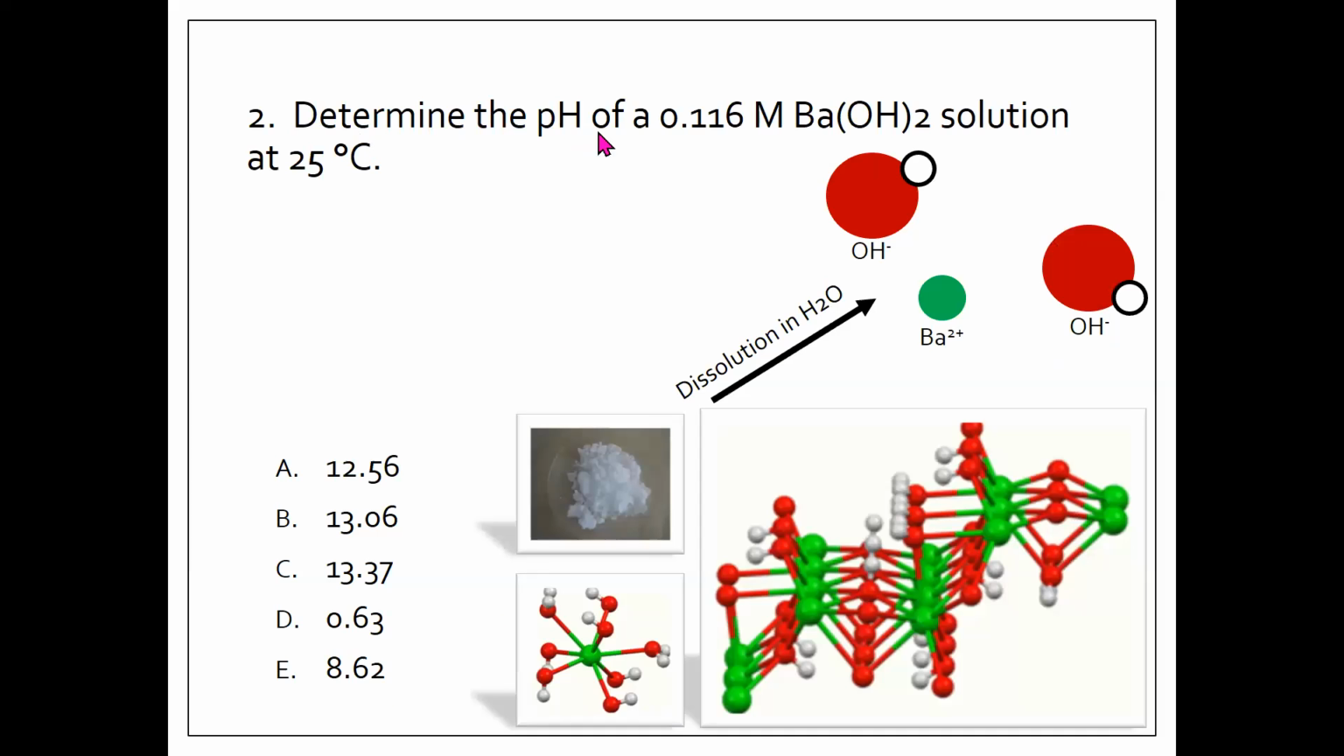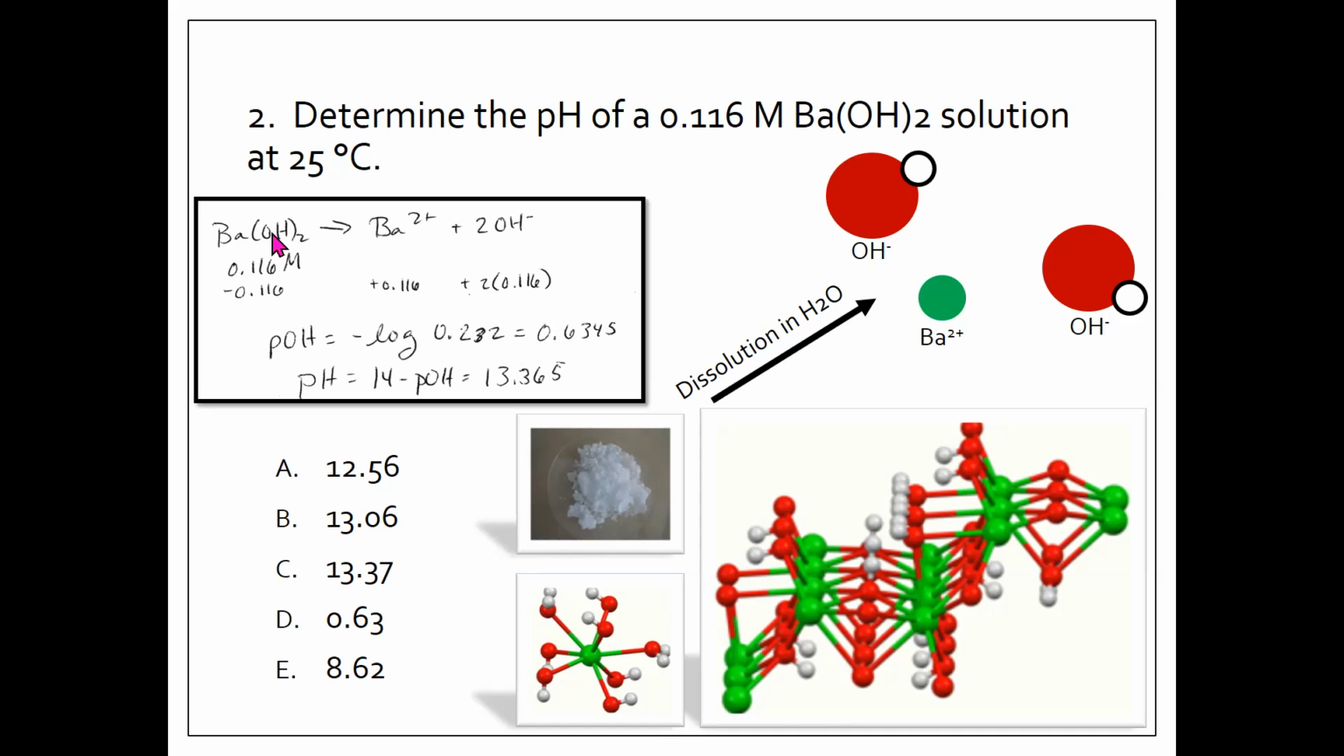Now in part 2, this is another strong base, but this time there are 2 equivalents of hydroxide for 1 base. So we may have to make sure we take that into consideration. When that starts to dissociate, barium hydroxide breaks up into barium 2+ and then 2 hydroxides. The initial concentration of that barium hydroxide is 0.116.